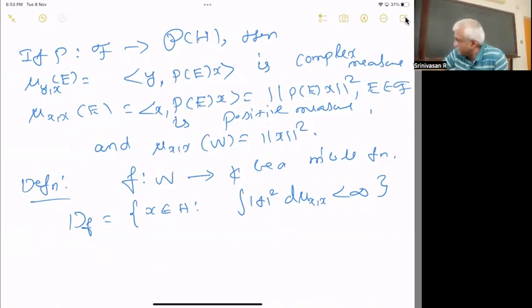On this D_f, we want to define an operator, an unbounded operator. If f is a bounded function, this is a finite measure, then this is true for all x. So note, D_f equals H if f is bounded.